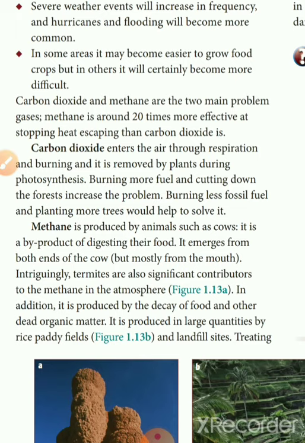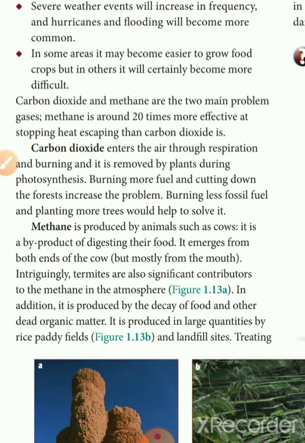So basically, there are two layers, one of methane and the other of carbon dioxide. Methane wouldn't let it go, while carbon dioxide would somehow allow the gas to leave the atmosphere. Now, the next point is that carbon dioxide enters the air through respiration and burning. So we are living creatures who respire, and we throw carbon dioxide into the atmosphere. Now it is removed by the plants, because plants simply absorb the carbon dioxide and convert it into oxygen.